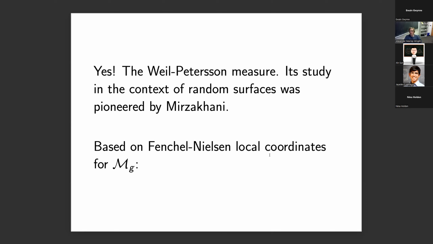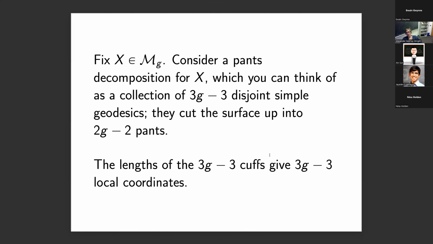And anyways, I want to tell you a little bit about this measure to give you an idea of its really stunning naturality, as I said, beyond what anybody could ever expect. So it's based on what are called the Fenchel-Nielsen local coordinates for the moduli space of hyperbolic surfaces M_G. And I just want to outline those coordinates to you very briefly. So I want you to think about starting with a fixed surface X and consider a pants decomposition, which you can think of just as a collection of 3G-3 disjoint simple geodesics. So this is a maximal collection of disjoint simple geodesics on the surface, and they cut the surface up into pants, which is why you call it a pants decomposition.